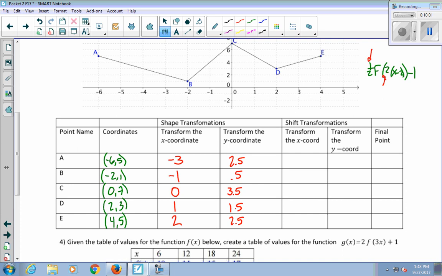Next, I do my shift transformations. That's your -2 and your -1. The -2 tells you to go right 2, which means add 2 to the x coordinates in order to go right 2. So I'm going to add 2 to my transformed x coordinates, these guys. Okay, so -3 plus 2 is -1. -1 plus 2 is 1. 0 plus 2 is 2, 3, 5. Sorry, 2 plus 2 is 4.